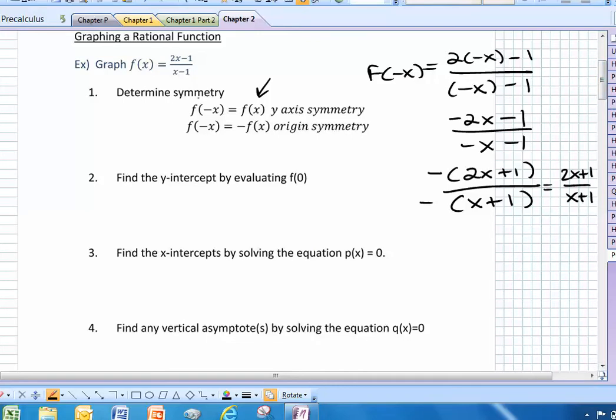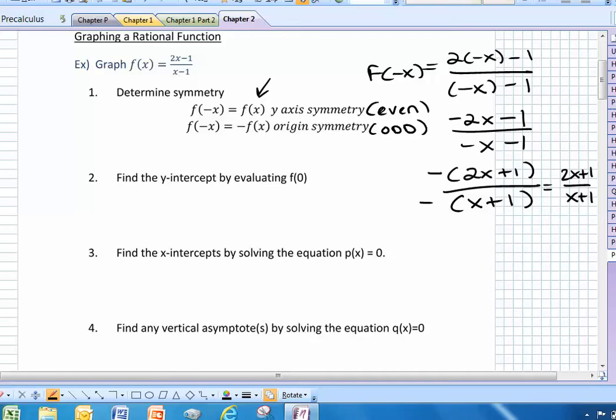First, you want to determine the symmetry, whether it has y-axis symmetry, which means it's an even function, or if it has origin symmetry, which means it's an odd function. And going back to chapter 1, when it's an even function, remember it's symmetric to the y-axis, and when it's odd, it's symmetric to the origin.